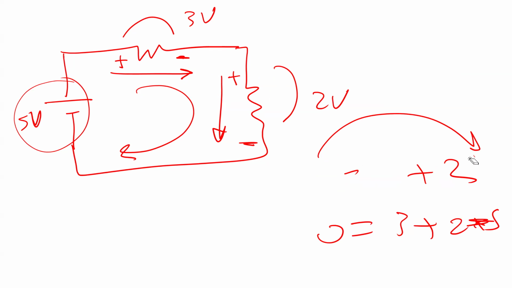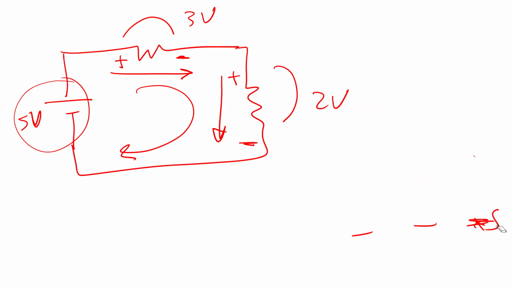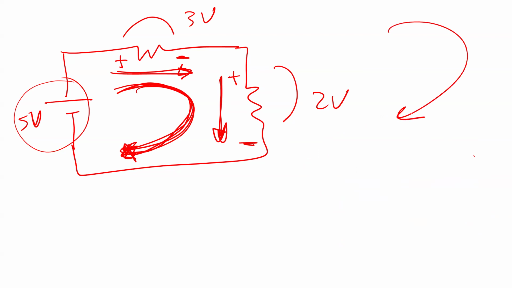That's why the way we are going to do it is, look here. This is a loop. We are going to assume you have current this way, and then we are going to assume a certain direction for the loop. It can be clockwise or counterclockwise. It's not going to make a difference. I'm going to assume it is this way.